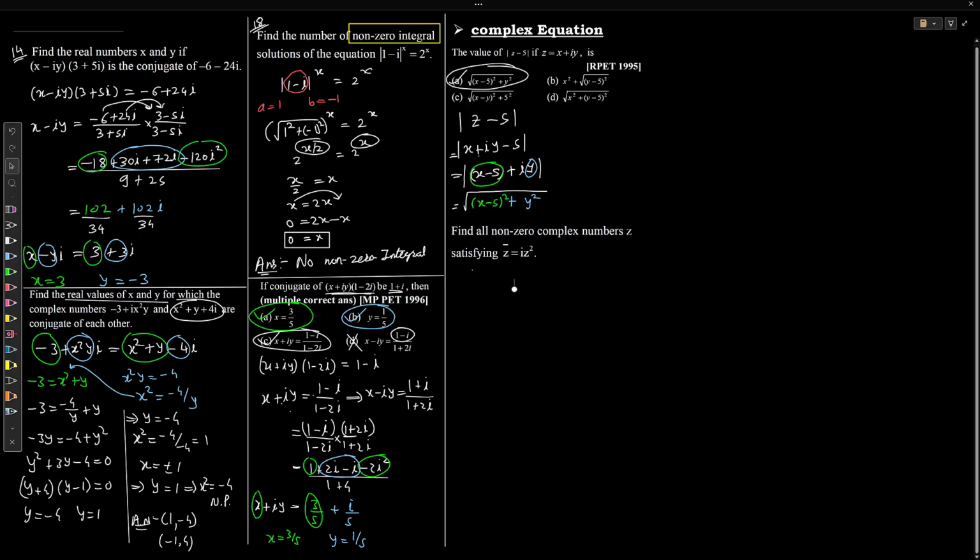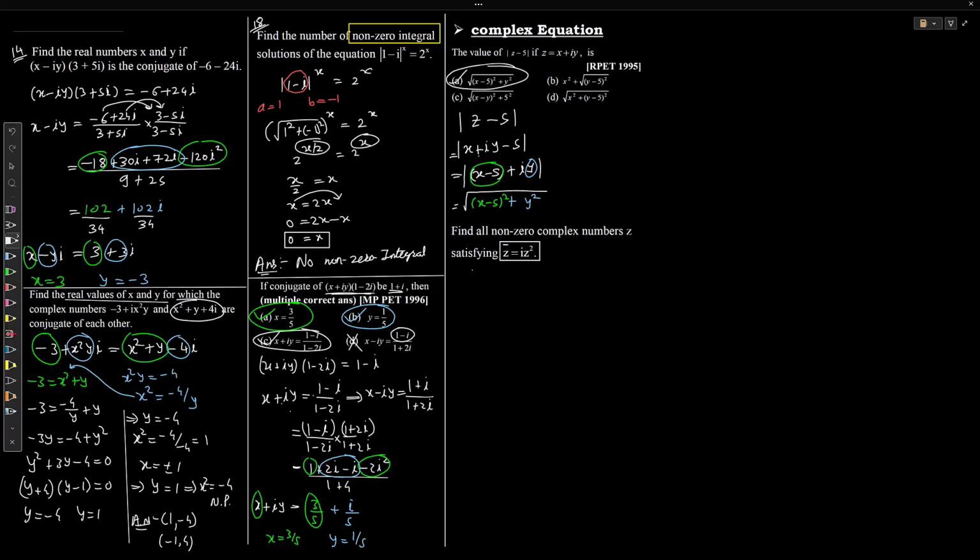We have to find all non-zero complex numbers z which satisfy this equation. In this equation, z has a bar on top, that is z bar. And on the right hand side we have iz square.